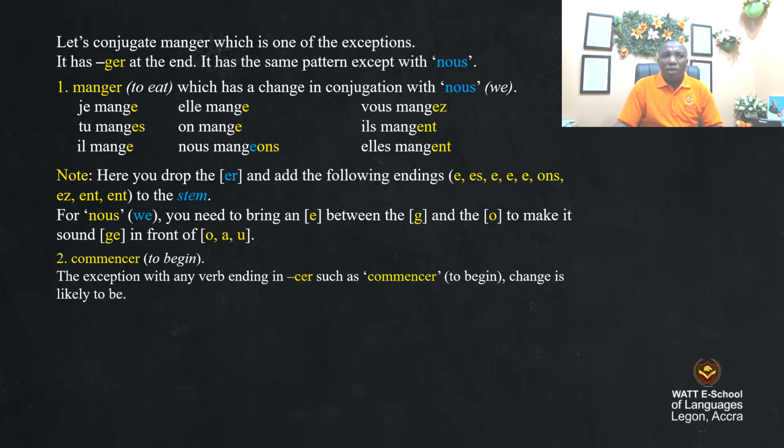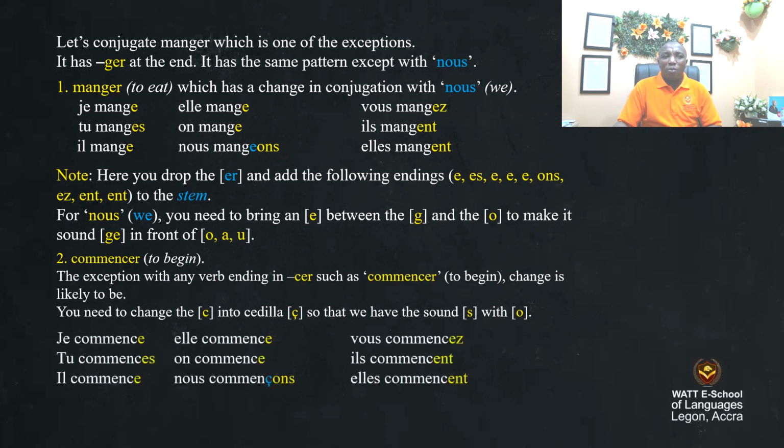The exception with any verb ending in CER, as commencer, to begin: you need to change the C into cedilla so that you have the sound S with O. Example, je commence. You hear the sound S. Tu commences. Il commence. Elle commence. On commence. Nous commençons. Vous commencez.